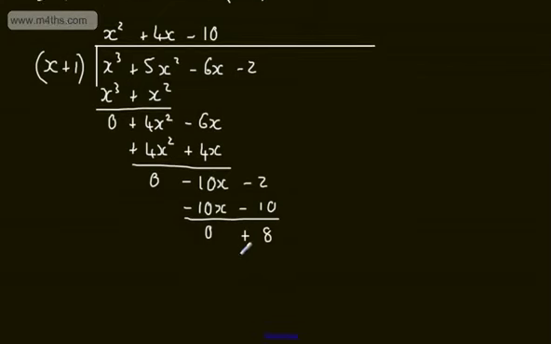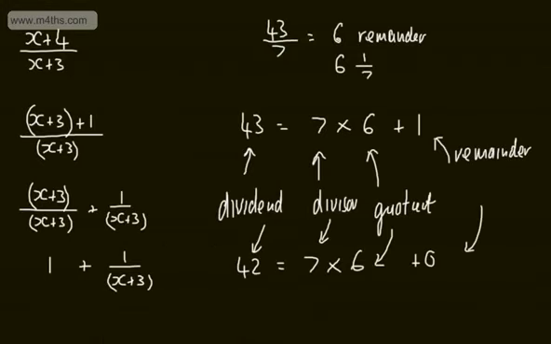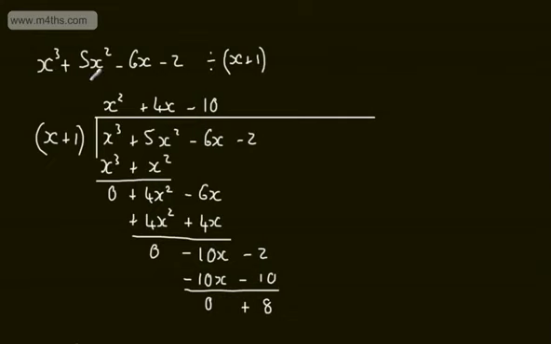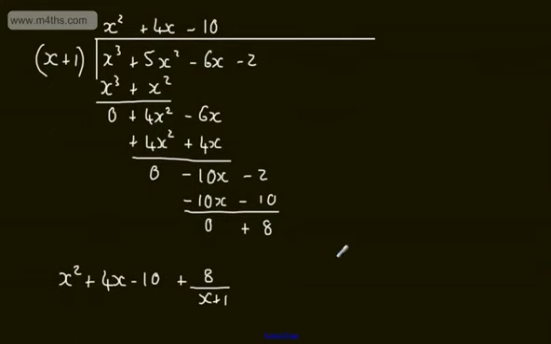So what we could do is write this as follows. We could write this as x squared plus 4x minus 10. That is our quotient, and then we would say plus 8 over x plus 1, and that now is remainder. Now if we go back to the 43 and 7, what we have here is this scenario. So we have our quotient and our remainder. We generally don't write, though, now 6 plus 1 over 7. We just write 6 and 1/7. I've done exactly the same here with the polynomials. I've taken now the 8 and put it over now the linear factor of x plus 1.